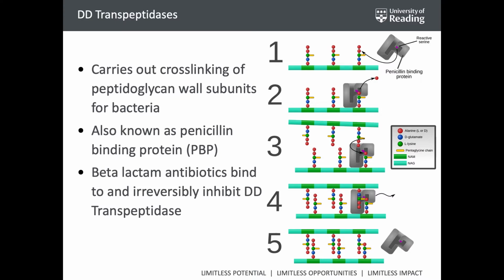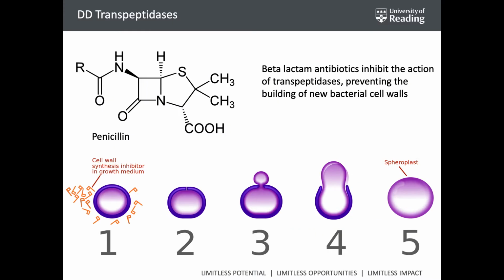And what beta-lactam antibiotics, the first of which that was identified was penicillin, do is they bind to and irreversibly inhibit DD transpeptidases. So they go into the active site of the DD transpeptidase, they form a covalent bond with the active site, and they act as a non-competitive inhibitor of that reaction. And that has quite serious consequences for the bacterium.